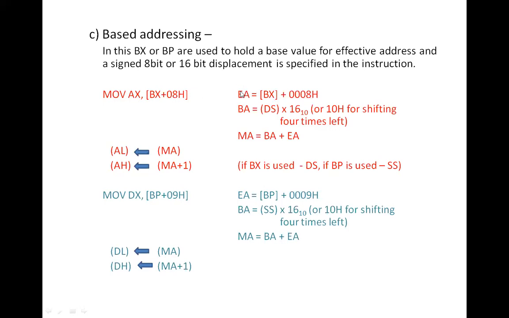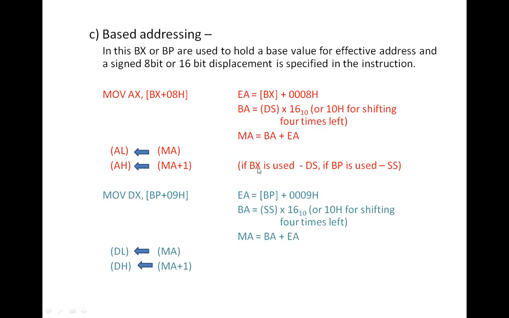And once we get the effective address, we take the base address and modify it by shifting 4 bits left, that is, by multiplying by decimal 16. And so we are able to generate a memory address that is equal to the base address plus this effective address, which is the addition of 0008 and the content of the BX register. So the content of the memory address generated here will be copied into the AL register, and the content of MA plus 1 will be copied into the AH register.